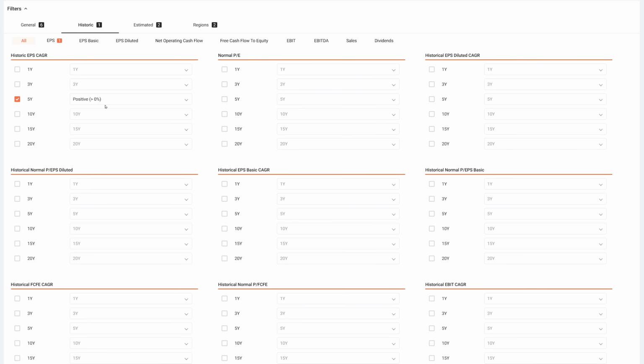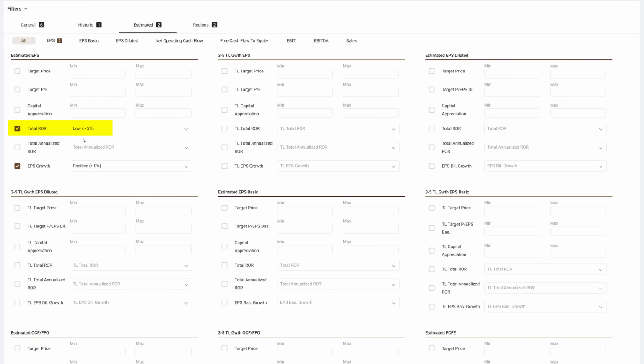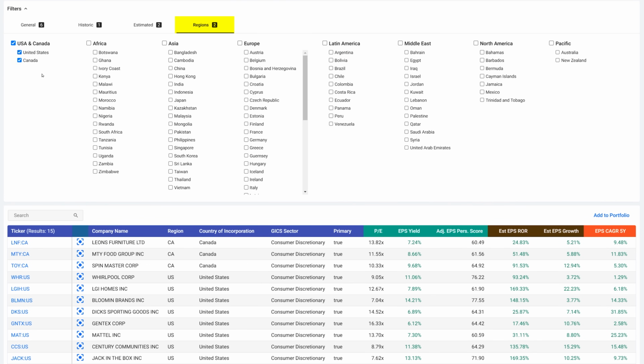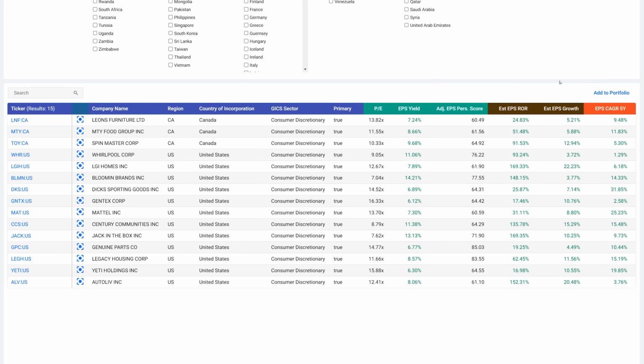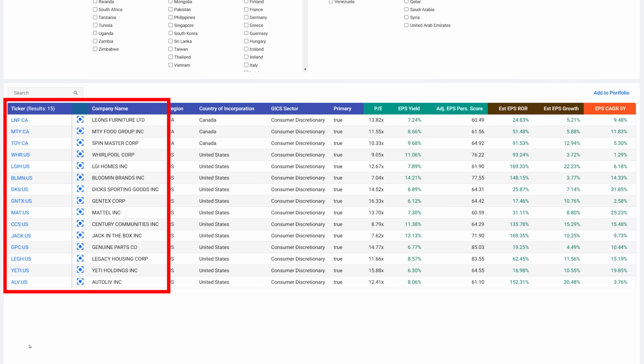Not a big hurdle to cross, but that's what I want. And then for my estimated screens, I want a total return greater than 5% and earnings growth that's positive. That's all. I'm just looking for those. Again, the simpler you keep a screen, the more valuable. And as I mentioned, the regions that I picked are US and Canada. So once I run this query, I end up getting 15 stocks.